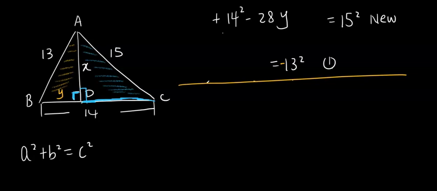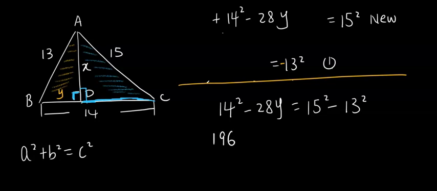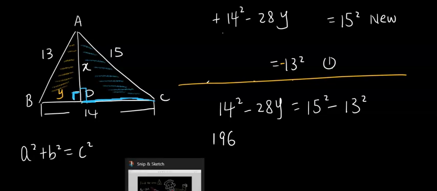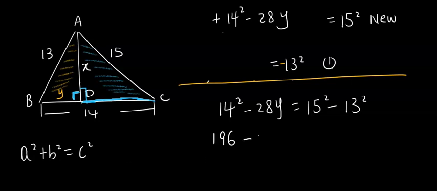And we have 14 squared minus 28y left on the left-hand side. Right-hand side, we have 15 squared minus 13 squared. If you want, you can pull out your little calculator. 14 squared, I have 196. If you spend a little bit of time to memorize the squares up to 20, your calculation is going to be much faster and easier. Of course, you can also use your calculator or scrap paper. And then minus 28y.